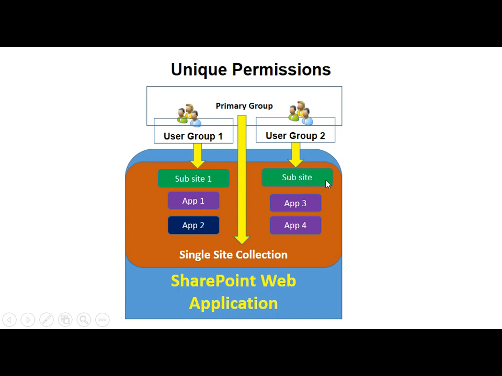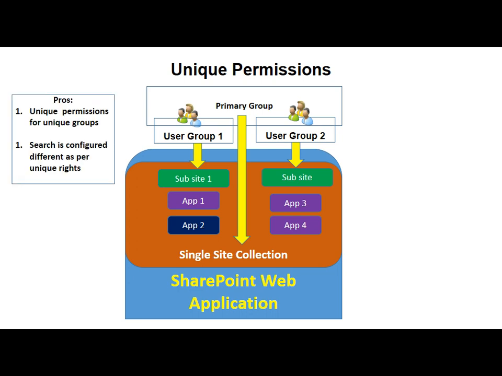Okay, so this model is known as unique permissions. For this you have to disable the inheritance and you have to define the unique user groups. What are the pros? First of all, unique permissions for unique groups, unique resources. If you have unique resources and you want this user group to be restricted to these resources and this group to those resources, then you can use the unique permissions. In inheritance it is not possible, that we have earlier discussed.